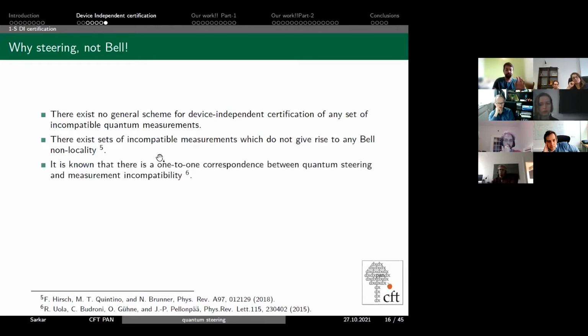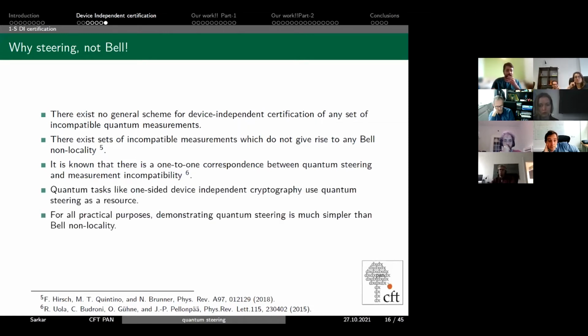It was proven for POVMs, but it was known that there is always a one-to-one correspondence between quantum steering and measurement incompatibility, which was proven in 2015. So we thought that quantum steering is a better candidate if you want to self-test any sets of incompatible measurements. However, it turns out that we cannot do it for any set, but I will come back to it later. Also, some quantum tasks like one-sided device-independent cryptography use quantum steering as a resource. Also, for all practical purposes, demonstrating quantum steering is simpler than Bell non-locality because Alice is trusted, and the robustness of such protocols is also higher than protocols which use Bell scenarios.